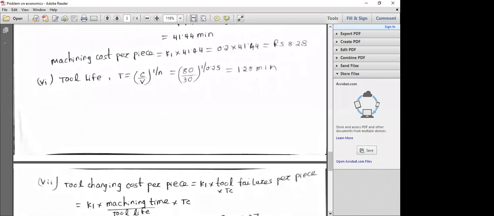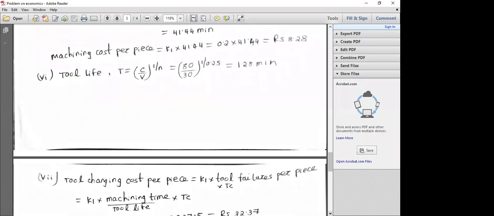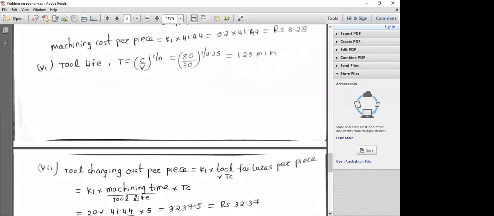Tool changing cost per piece is K1 into tool failures per piece into TC. So what is TC? TC is nothing but the tool changing time. What is tool failures per piece? Tool failure per piece is given by machining time per tool.